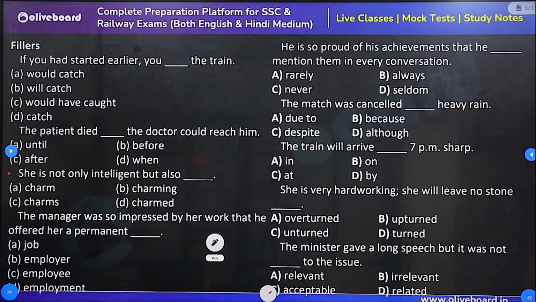Okay, considering Shikha's answer, let me explain all these. You can have 30 more seconds to have a look. I will explain that.